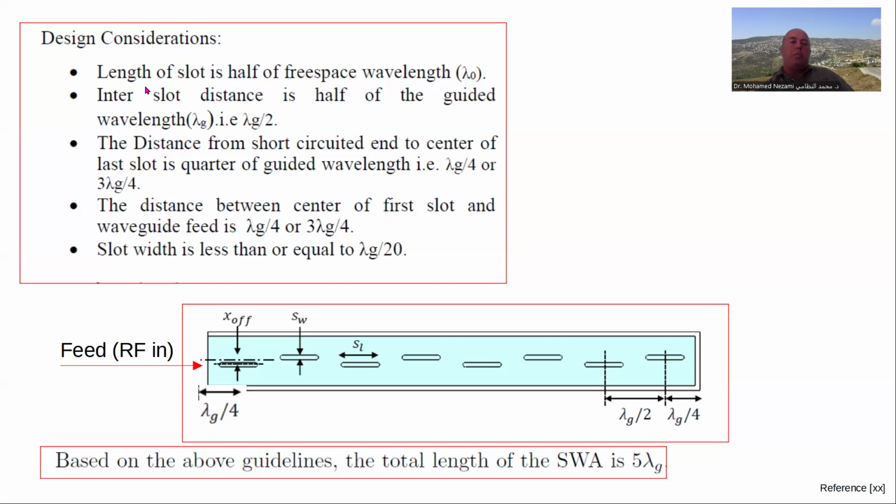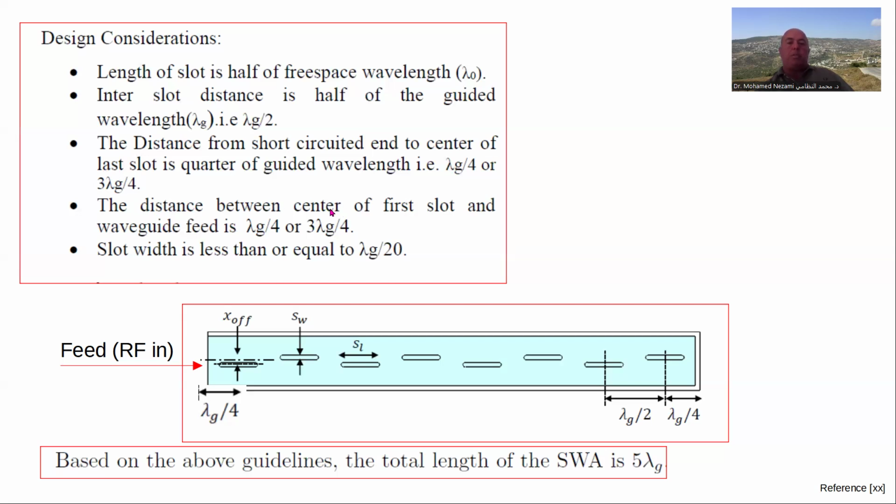Okay. Now the first one in this design considerations is the length of the slot is a half free space wavelength. Okay, that's one thing. That's SL in here. The inter slot distance is half of the guided wavelength, lambda g over 2, and that's the distance from the center to the center. Okay, the distance from short circuit end to center of the last slot, that's this distance, is a quarter wavelength or 3/4 of a wavelength or other odd number multiples of that.